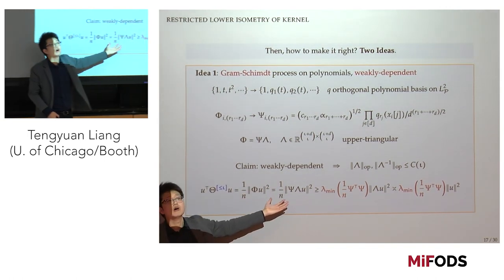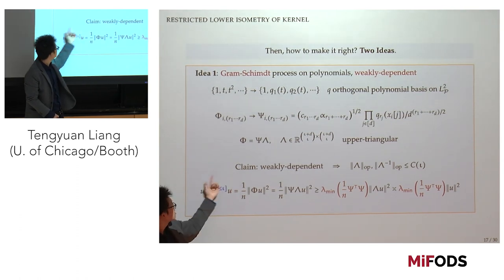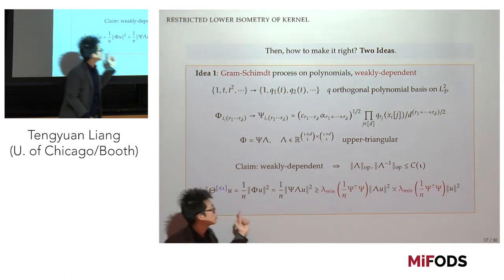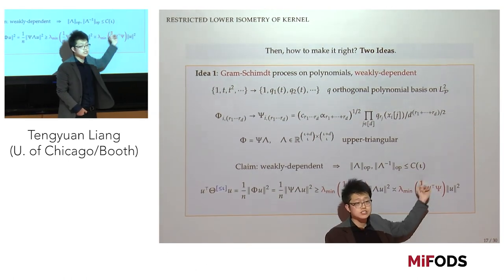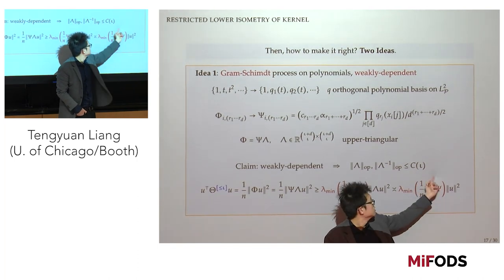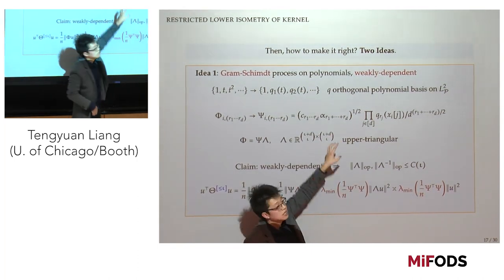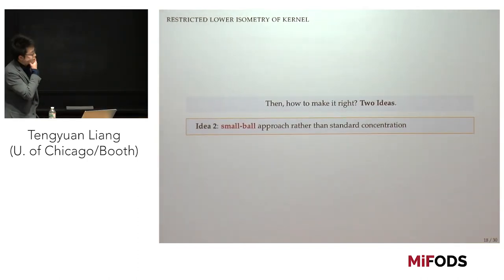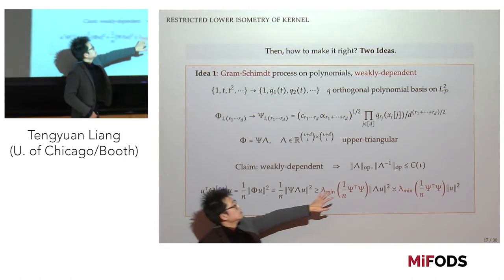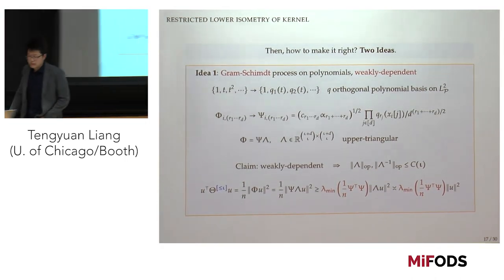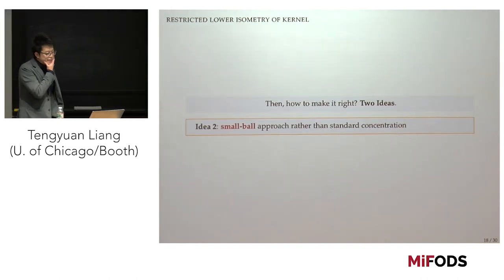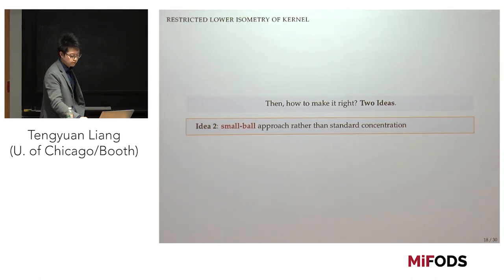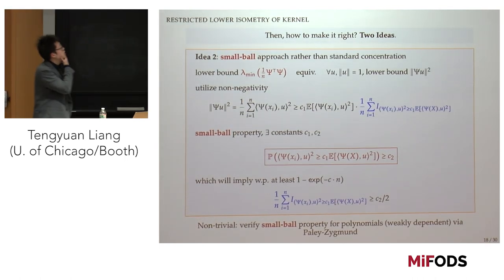Now, with basic simple algebra, you can show that studying the spectral property of this filtrated empirical covariance operator is very close to studying a new covariance operator that has uncorrelated features. That's the first idea, but a lot of technical subtlety lies in showing that this transformation is well behaved. The second idea is to use the so-called small ball approach rather than the standard concentration, and I feel it's a nice tool to have.